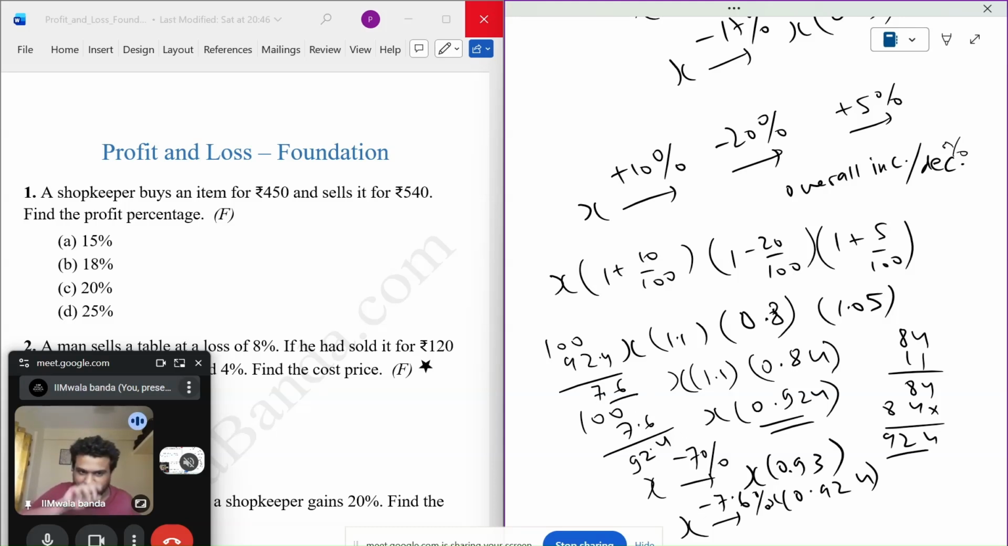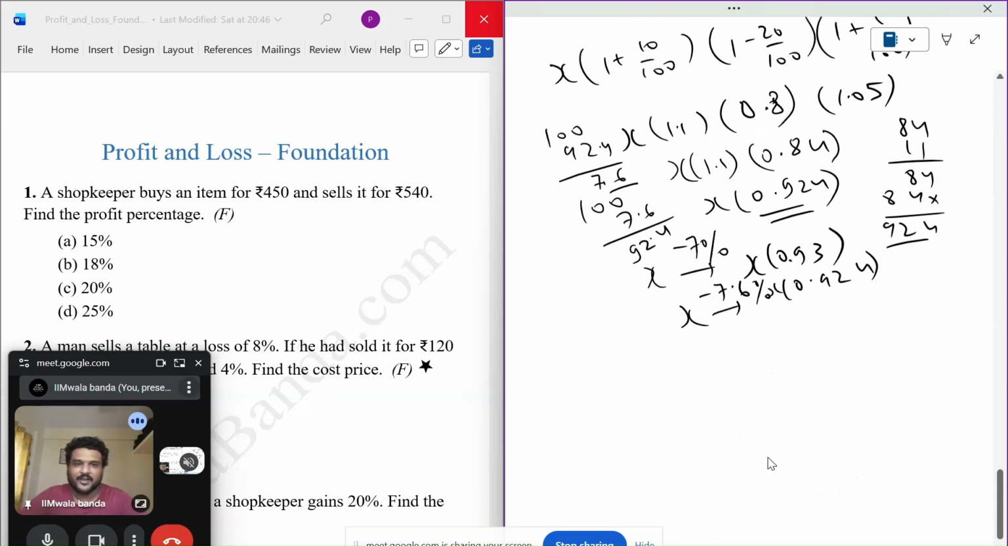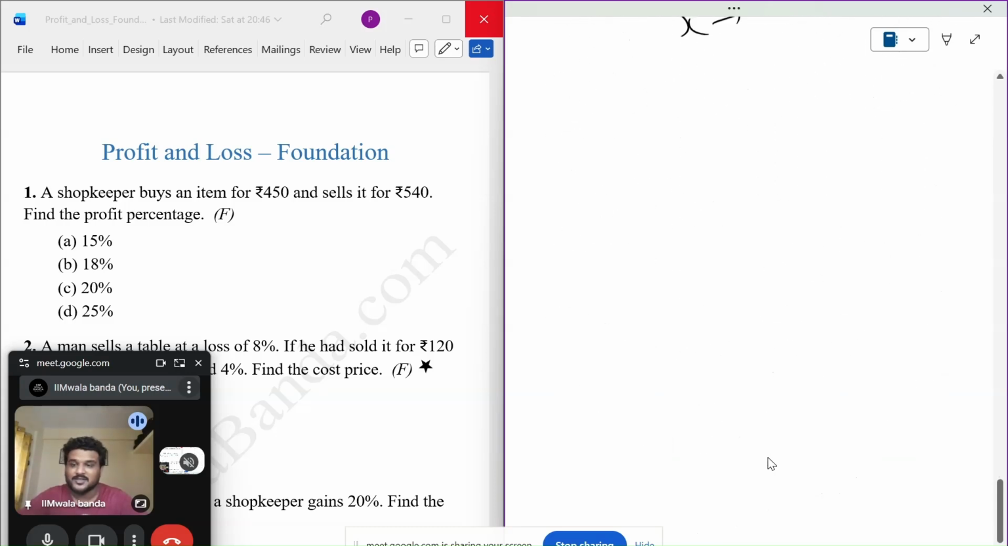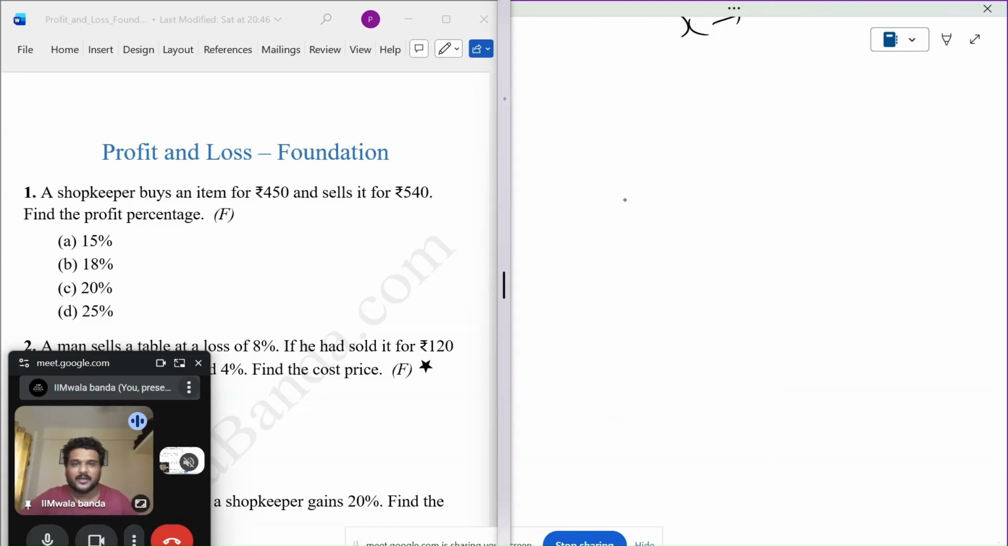So it takes time initially, but once you get comfortable, it's very easy to talk in terms of percentage very fast. And we will be using it across not just this topic, but all of the arithmetic topics. So I hope that this topic is clear and we can move ahead with solving the fundamental questions. Let's look at question number 1.